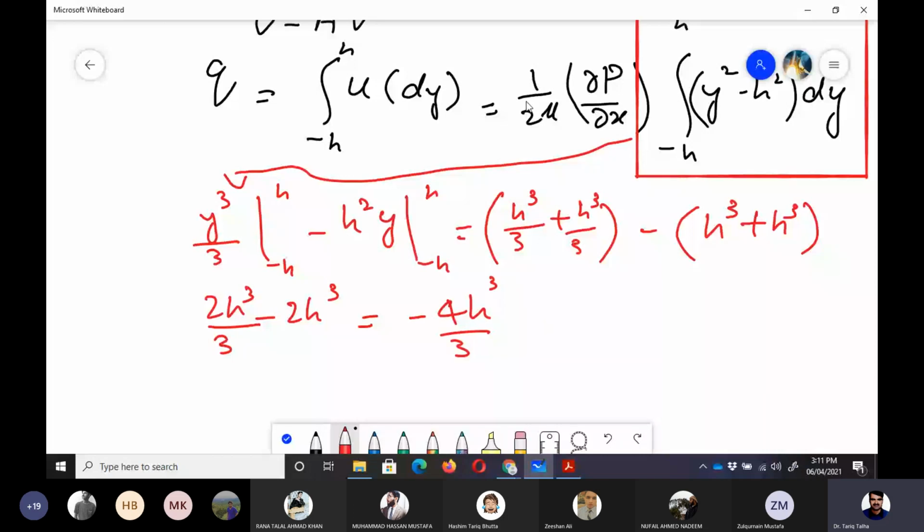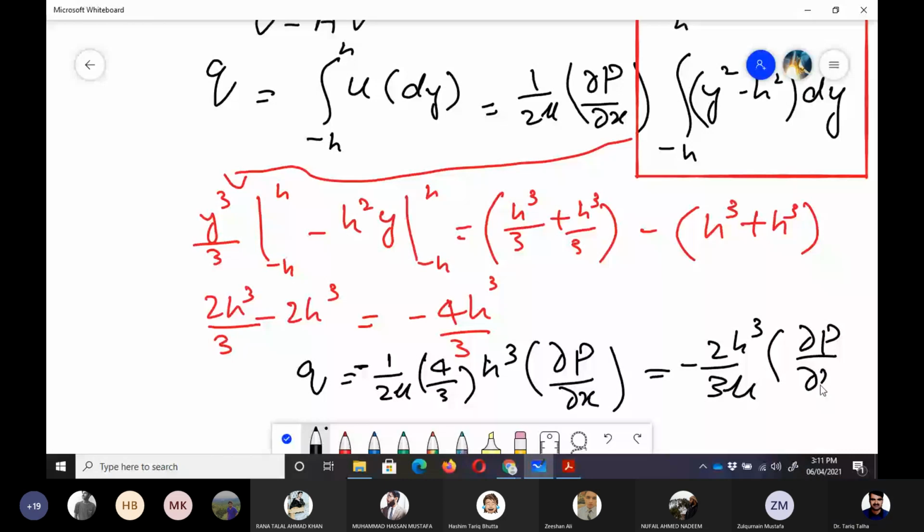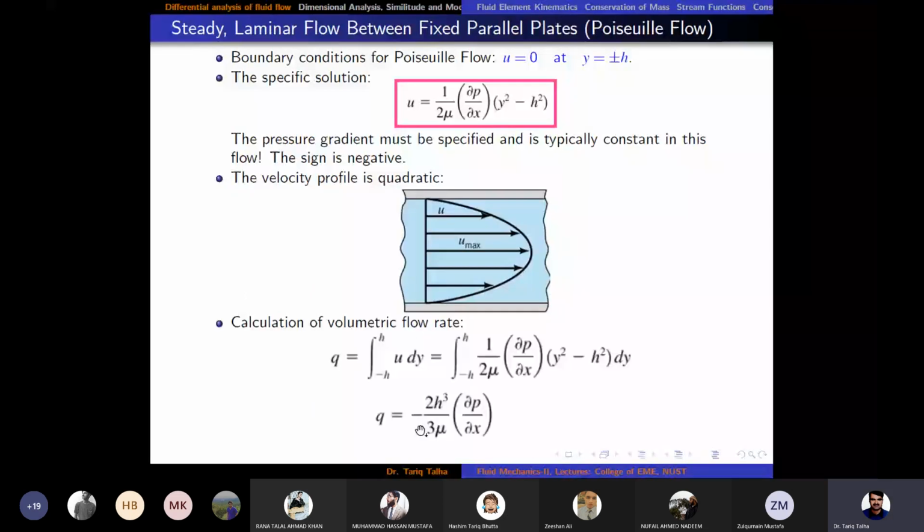So now we need to put it here. If we put this, Q would be equal to 1 upon 2 mu, into 4 by 3 h cube, and it should be minus here, and then partial p by partial x. So if I simplify it, I can write minus 2 by 3 h cube divided by mu into partial p by partial x. Right, so this is the relation which is derived here.